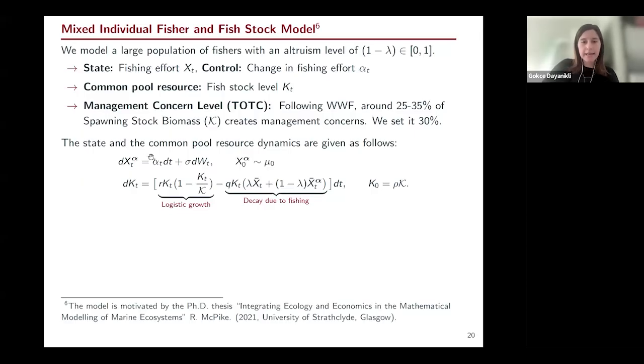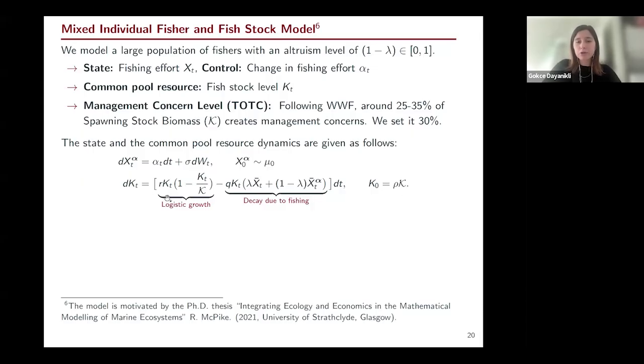So here the state dynamics: the individual state is the fishing effort, and this fishing effort is going to be controlled by the change alpha, and we have some noise to reflect maybe daily effects, some unexpected problem with the boat, etc. And then we have the common pool resource stock that is shown with K_t. Here, this calligraphic K is going to be the spawning stock biomass, and this rho, we will set it to 0.7, the initial fish stock level.